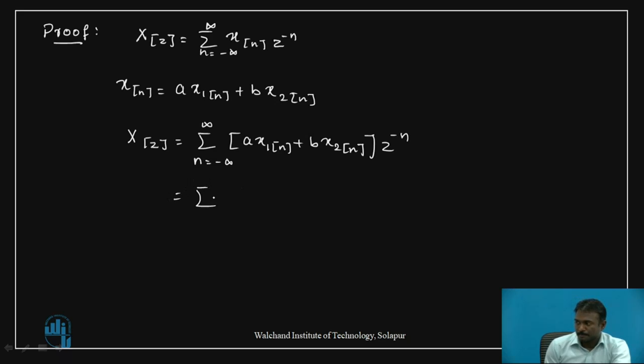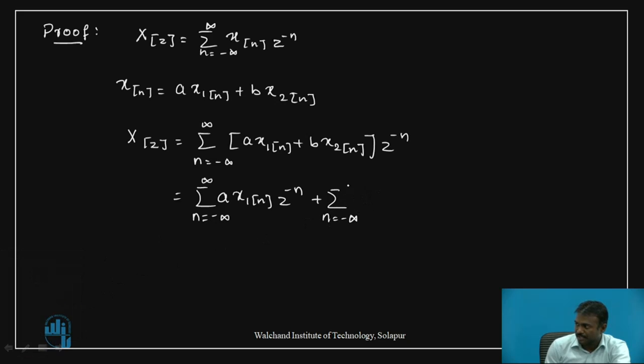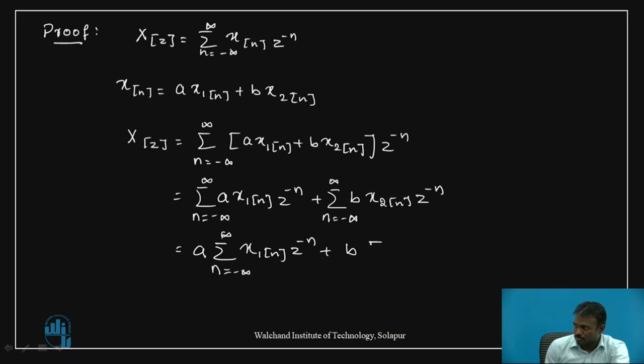Now the summation can be split into two parts: summation n equal to minus infinity to plus infinity a into x1 of n into z to the power minus n plus summation n equal to minus infinity to plus infinity b into x2 of n into z to the power minus n. In the above expression, a and b are constant terms, so we will take them outside the summation. So X of z will be written as a into summation n equal to minus infinity to infinity x1 of n z to the power minus n plus b into summation n equal to minus infinity to infinity x2 of n z to the power minus n.